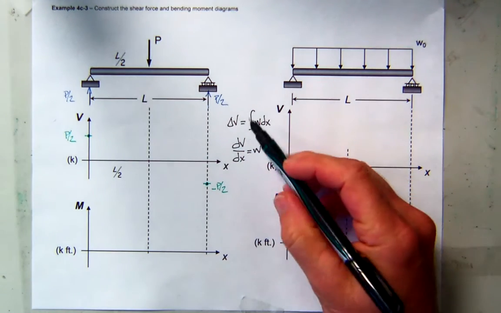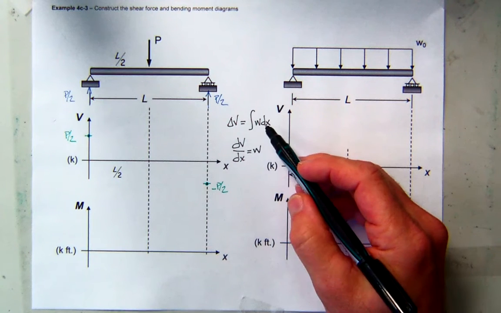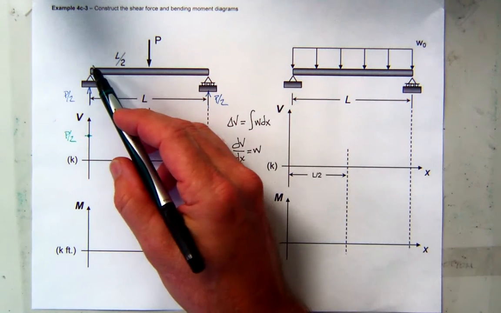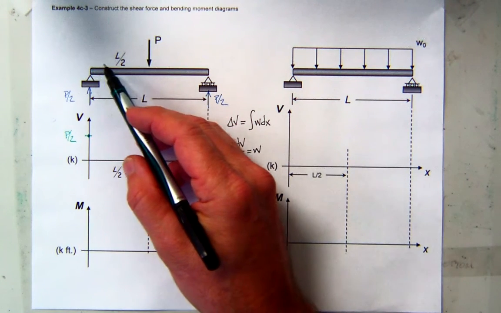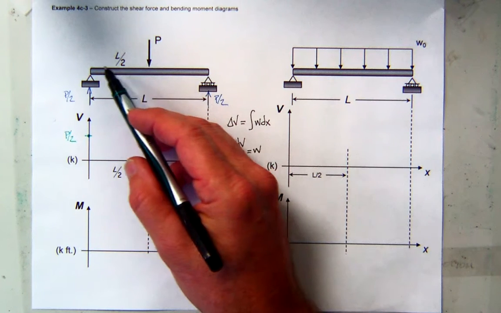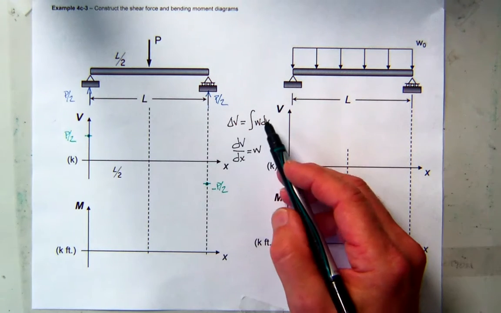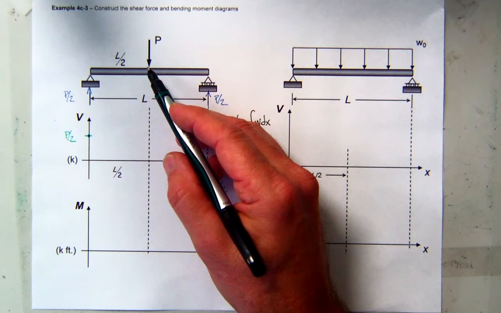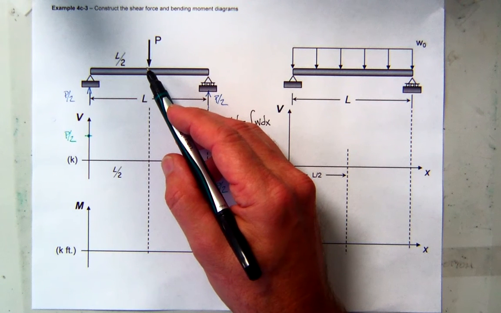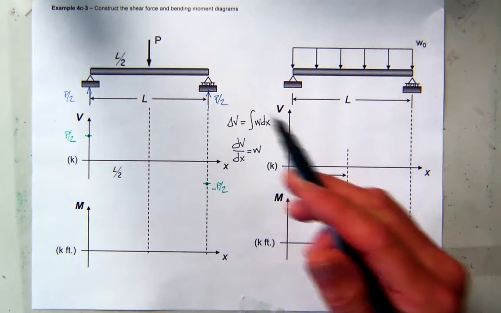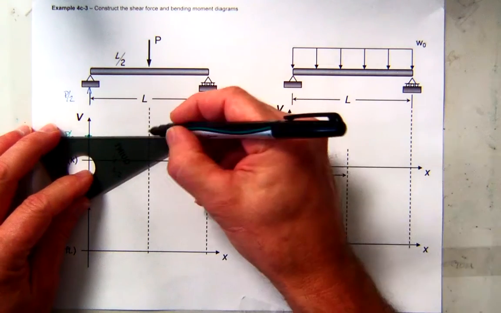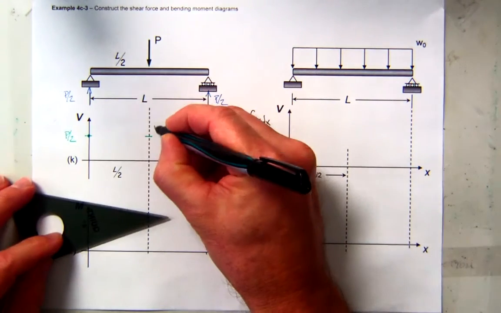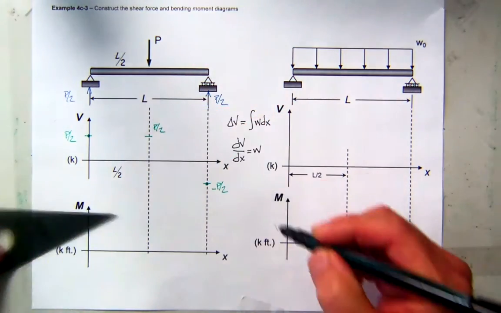So I can't do this change in shear under the whole curve because it's discontinuous. So I have to do it just over the first half. I'm looking at the area under the load curve from 0 to just to the left of that P. Well, what is the loading? 0. So there is no change in shear. So my P over 2 is going to stay P over 2.